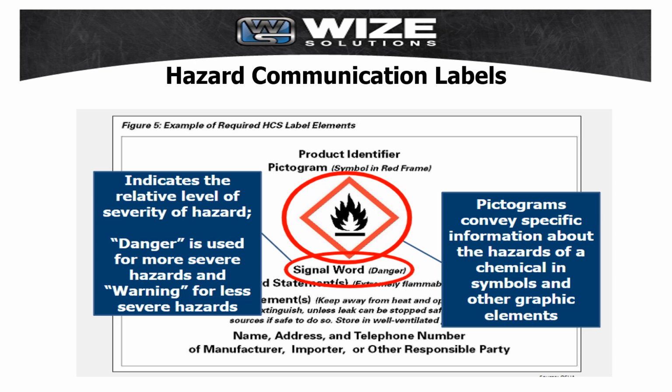The signal words used in the standard are danger and warning. Danger is used for the more severe hazards, while warning is used for the less severe hazards. If there are multiple hazards, the word that indicates the highest severity level is used.